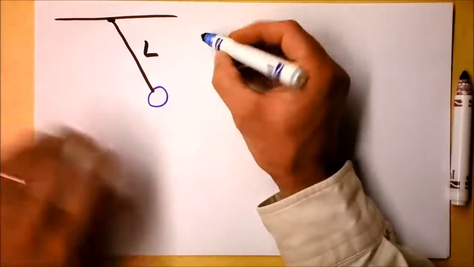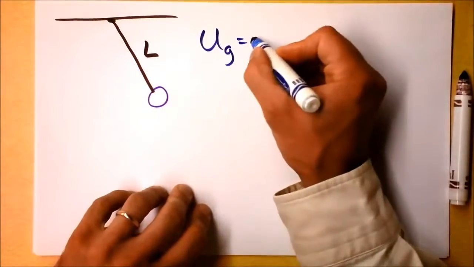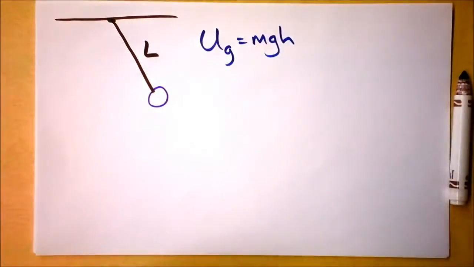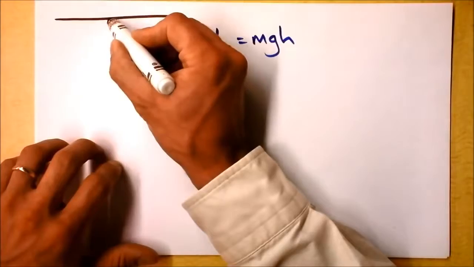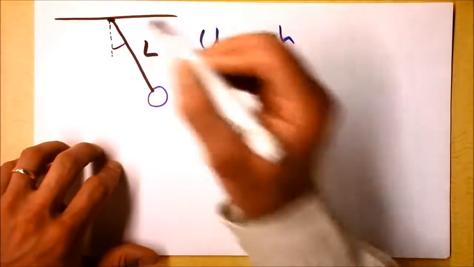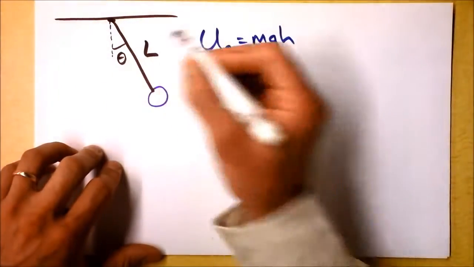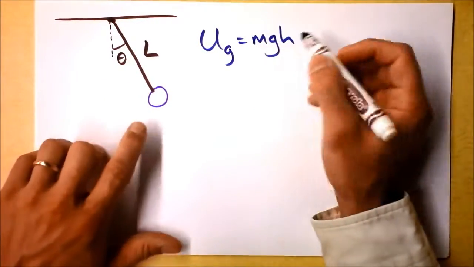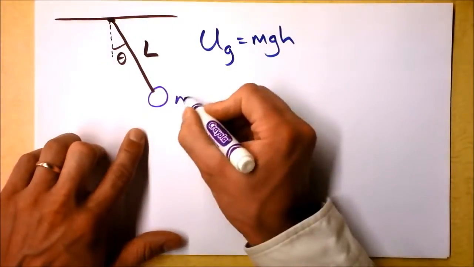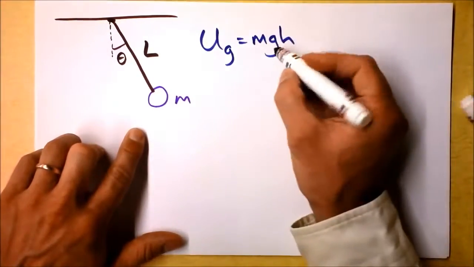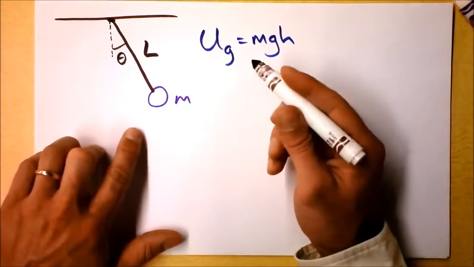Let's get some blue out here. The potential energy of the pendulum is m times g times h. So we need to think about maybe throwing an angle in here. The height is certainly going to depend on the angle. Let's call it theta. The mass of the pendulum is going to be known. We'll just say that it's a pendulum of mass m. And maybe g will be a constant for our purposes.